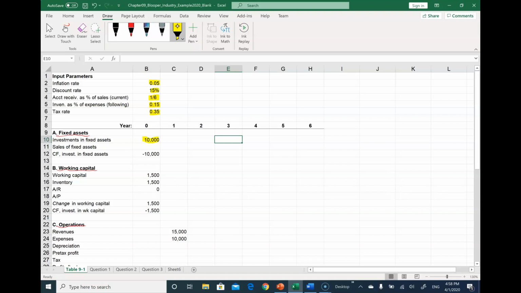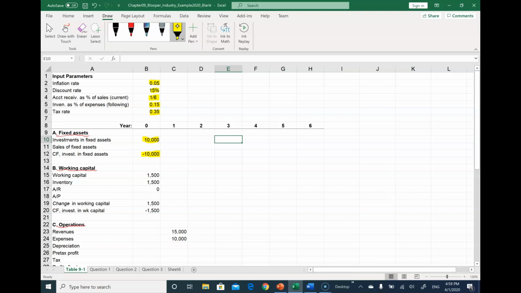When the company makes the purchase of $10 million, the company's fixed asset will go up by $10 million in the balance sheet, and the company's cash holding will go down by $10 million. So that's a cash outflow. In terms of the working capital, we learned that the working capital is made of current asset minus current liability.